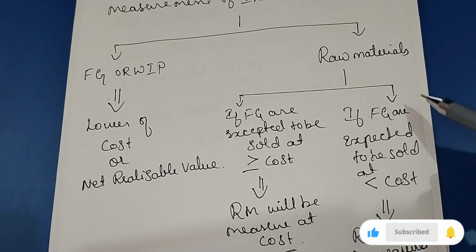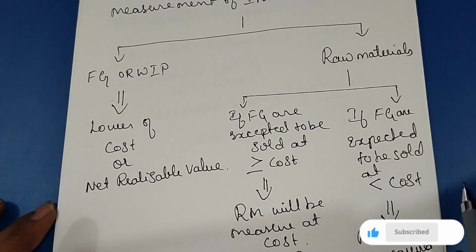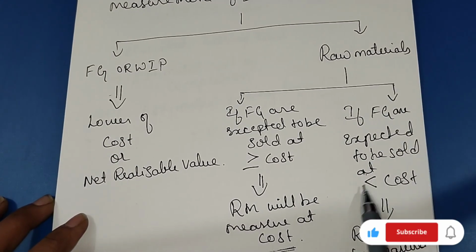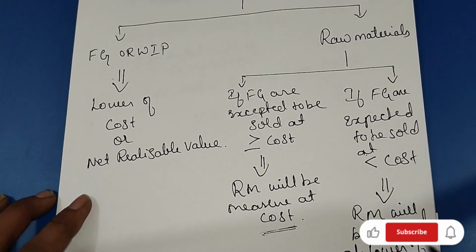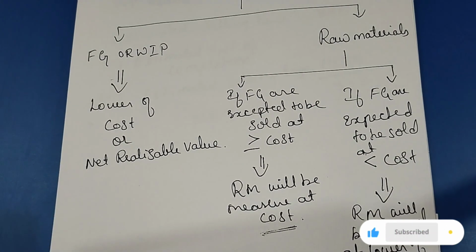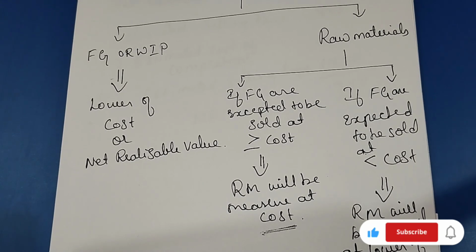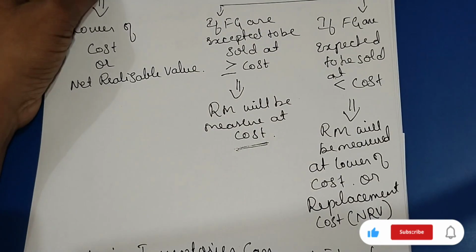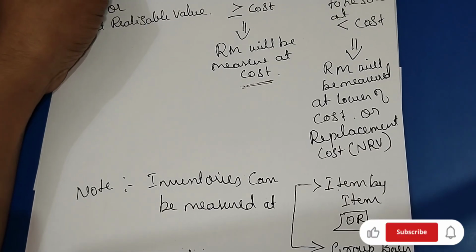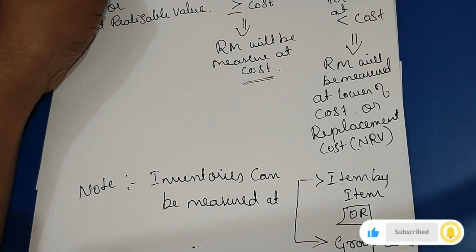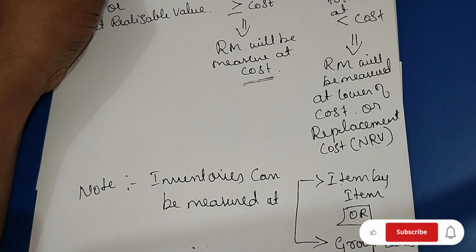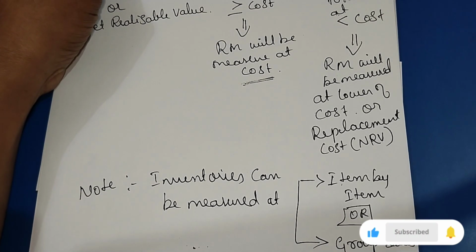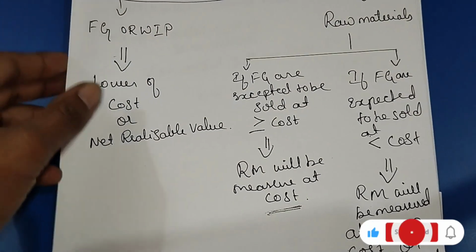Then if I am expecting to sell the finished goods at less than the cost, then I am measuring raw material at the lower of cost or the replacement value, NRV. So I am comparing the cost against the NRV, whichever is lower I'll consider. Now inventories you can measure either in group or item by item, because inventories are at different levels, like different sizes will be there in the inventory. So you can take it size wise also or overall. Okay, so we will understand that with an example over here.